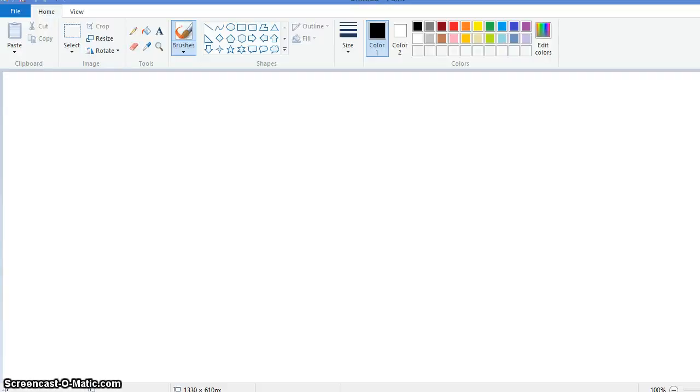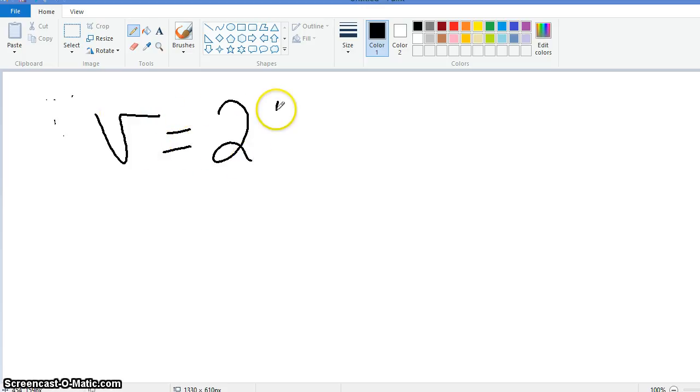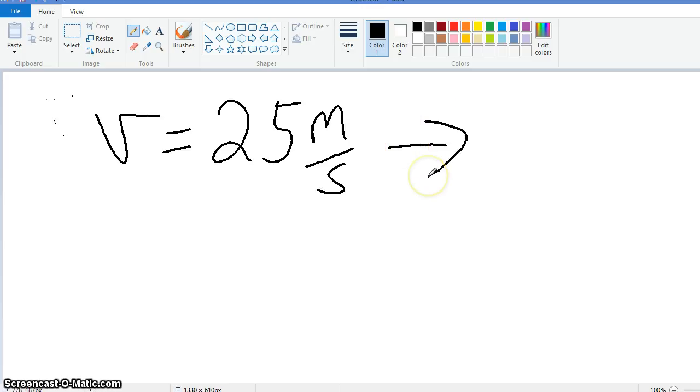Alright, here's our first example. Suppose we had a velocity, let's say v is equal to 25 meters per second, and we want to convert that to kilometers per hour. Let's convert this to the units of kilometers per hour.